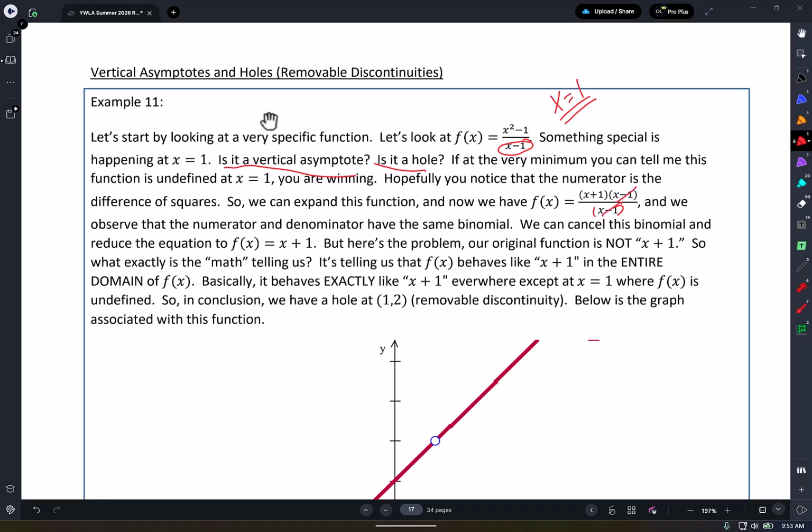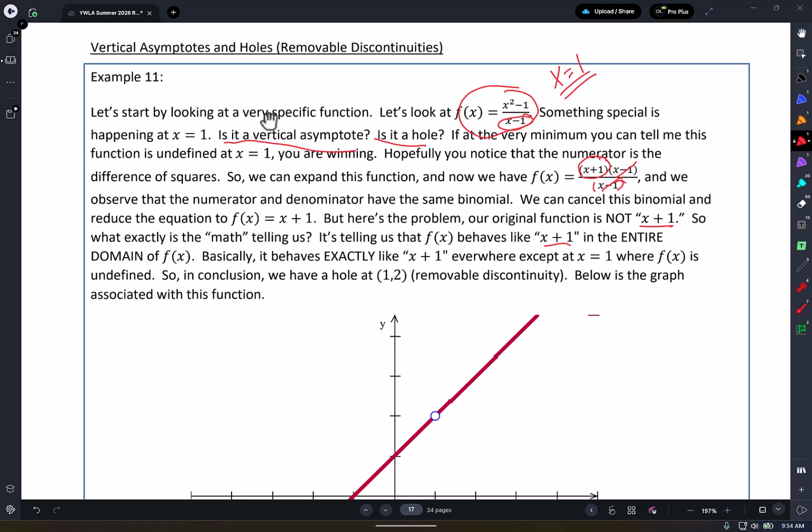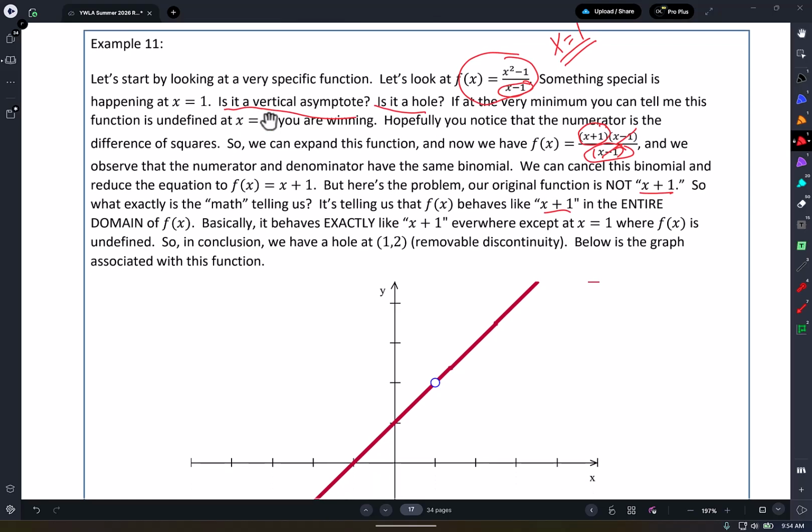But there's a problem. Our original function is not x plus 1. So what exactly is the math telling us? It is telling us that f of x behaves like x plus 1 in the entire domain of f of x. Basically it behaves exactly like x plus 1 everywhere except at x equals 1, where f of x is undefined. So all that means, guys, is that when you cancel your x minus 1 factor, you have this x plus 1 factor. So this function, x squared minus 1 over x minus 1, behaves like x plus 1 everywhere except at x equals 1, because you're not defined at x equals 1. Remember that. So whenever you have a factor that cancels out in the numerator and denominator, this binomial here, you have a hole. See? Hole at x equals 1.